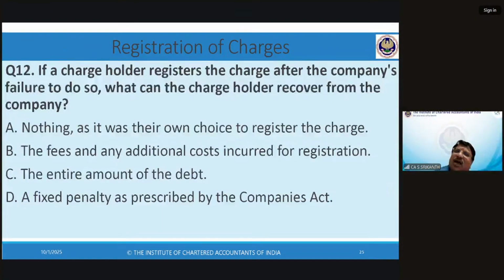See, sometimes the wordings are my style. Nothing as it was their own choice to register the charge. After all, you only wanted to register. No, like that the company cannot tell. The entire amount of the debt down, you fixed penalty as prescribed by the Companies Act. Yes, I'm sure you got it correct.